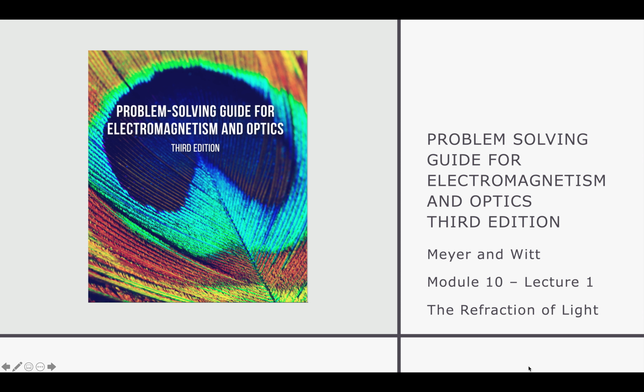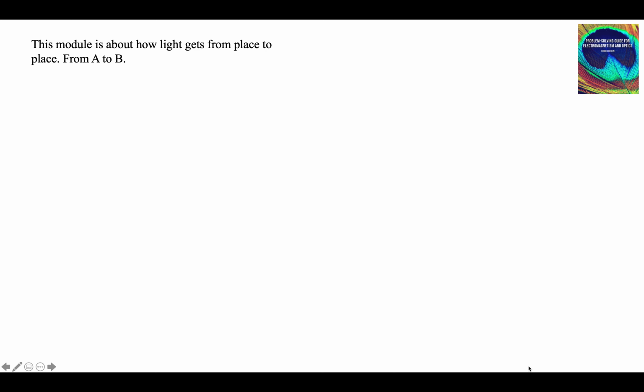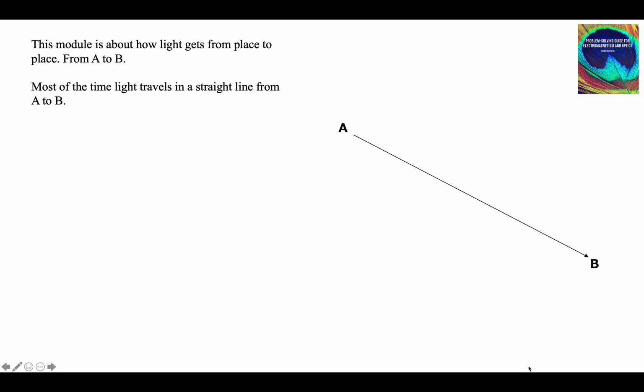This is the lecture for Module 10 in the book Problem-Solving Guide for Electromagnetism and Optics, the refraction of light. This module is about how light gets from place to place, from A to B. So there's A, there's B. Most of the time, light travels in a straight line from A to B. The reason light does this is that it's usually the fastest way to get there.